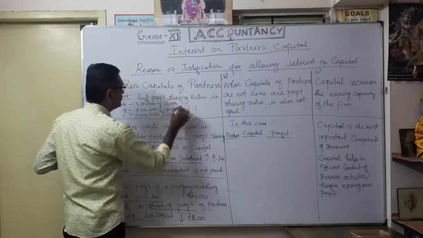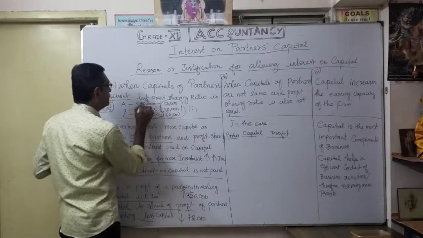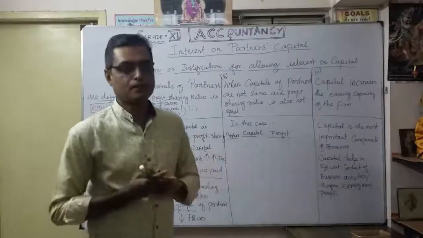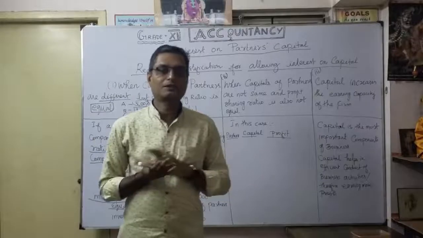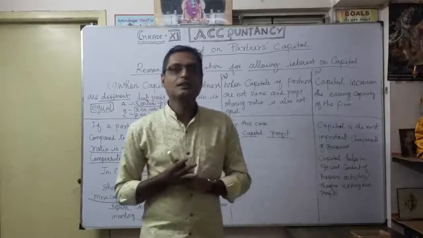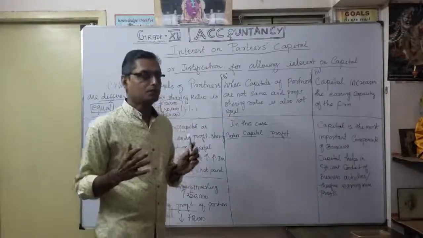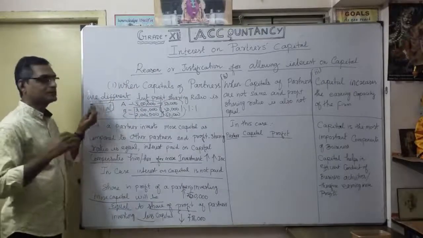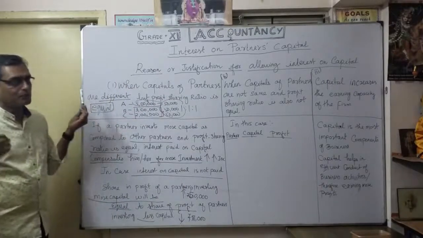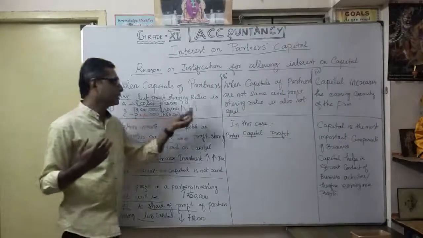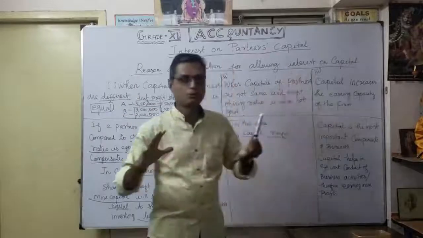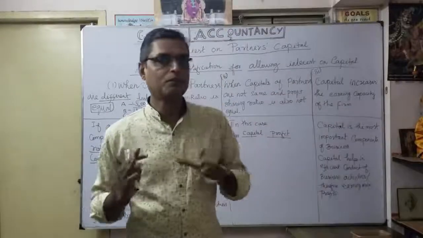So what is the logic behind this? He will be upset. What is the reason? I am the person investing more capital, so what will be the benefit for this firm? For that, interest on capital compensates in this situation, whenever partners have different capital, different investment, more investment, but the same sharing ratio. That's the reason for allowing interest on capital. You understood the first situation, a very important situation.